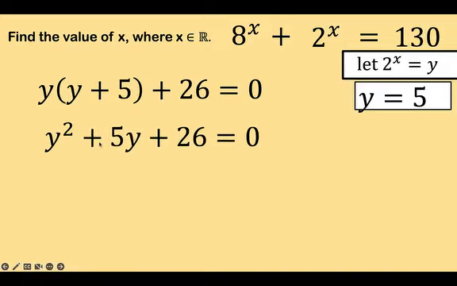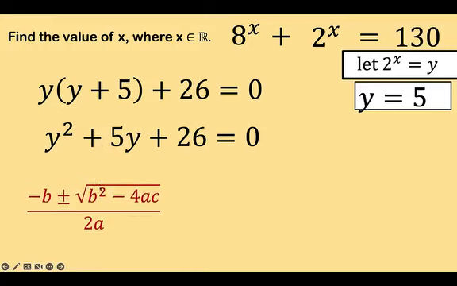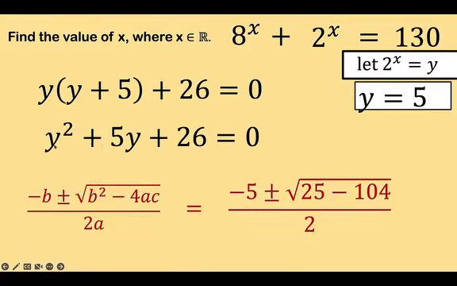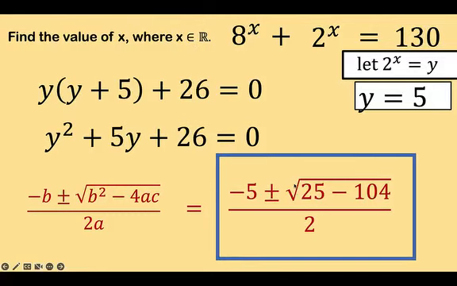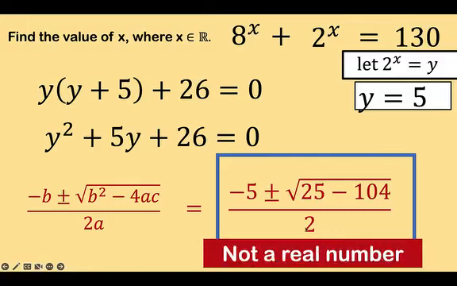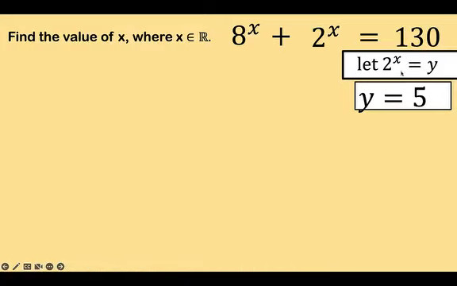This is now a quadratic equation that we can solve using the quadratic formula. Substituting 1 for a, 5 for b, and 26 for c, we arrive at this value. And notice that under the square root symbol, we have 25 minus 104, which is equal to a negative number, negative 79. That means this value is not a real number, but we require that x be an element of the set of real numbers. Therefore, since this is not a real number, the solution to this equation will not be part of our solution. So let's remove it. We are now left with these two values.